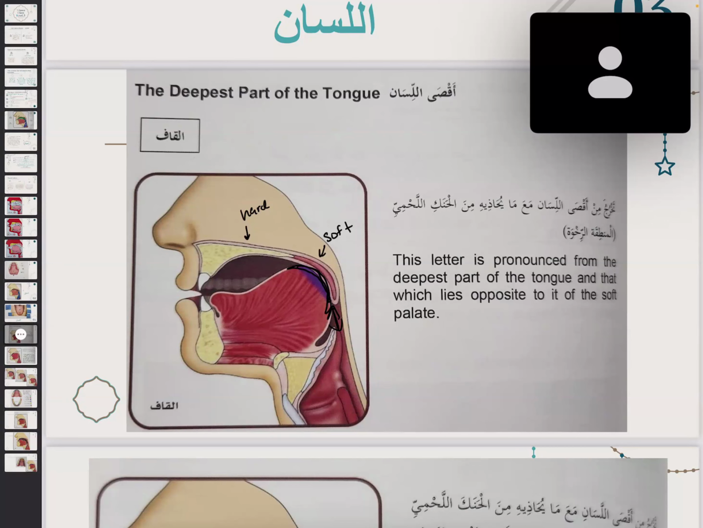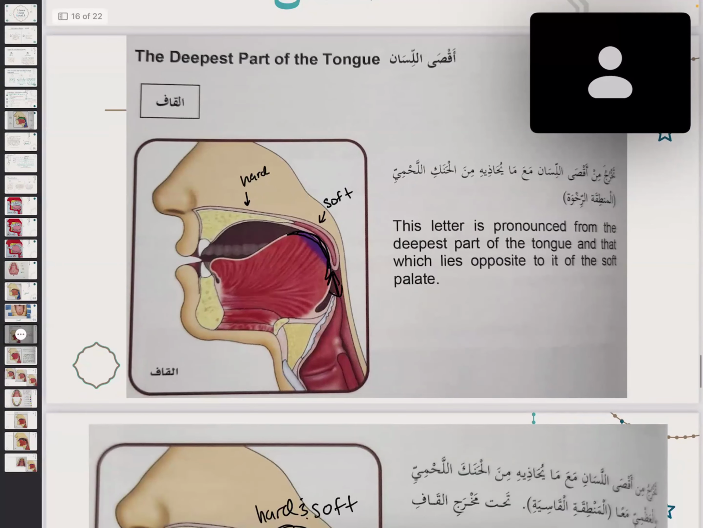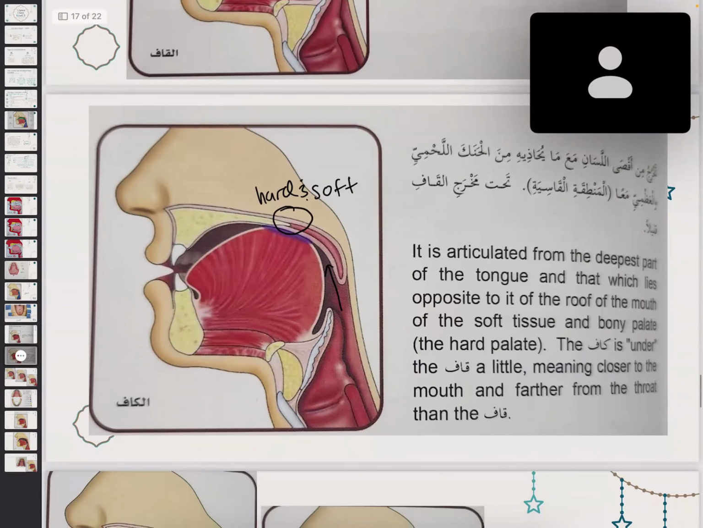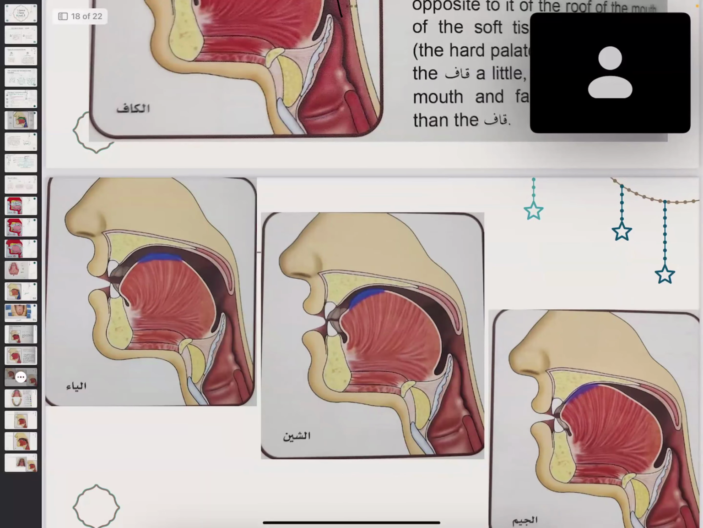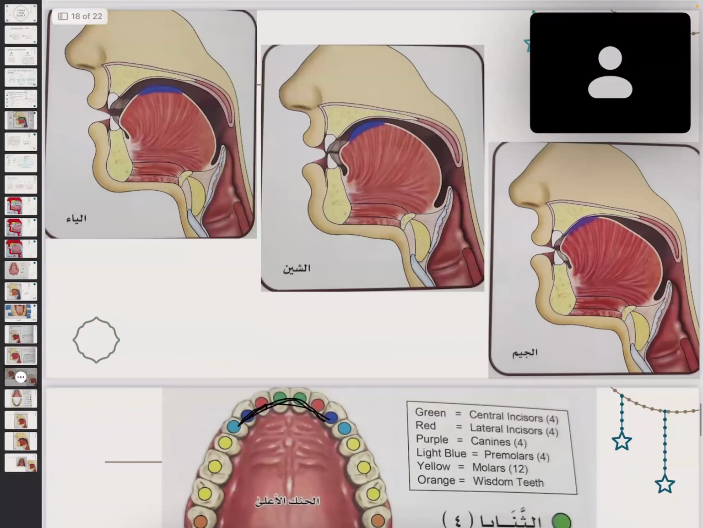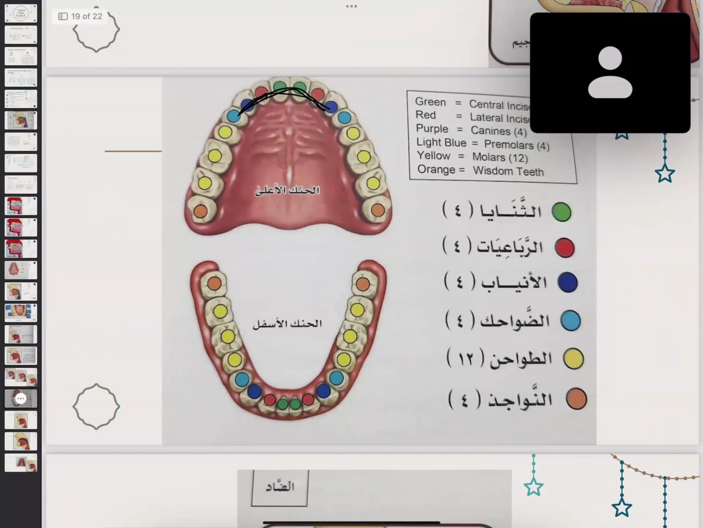Okay. And letter lam, the tongue shape is different because the tongue touches the teeth from the upper jaw, so it touches the 2 teeth inside. They are called ثنايا, the central incisors.